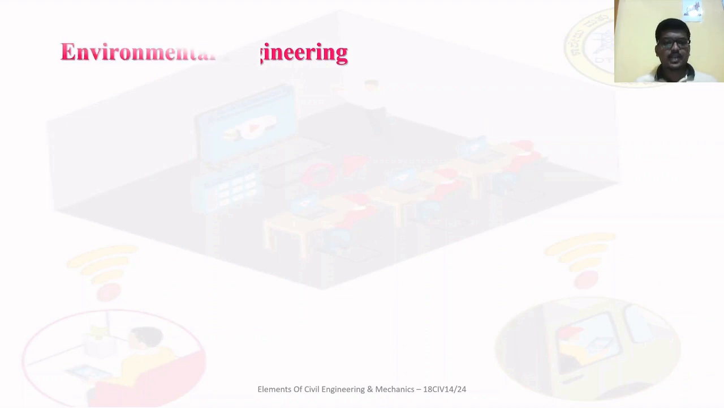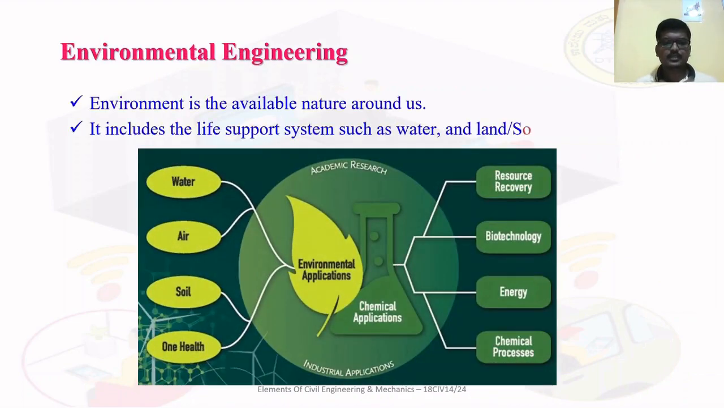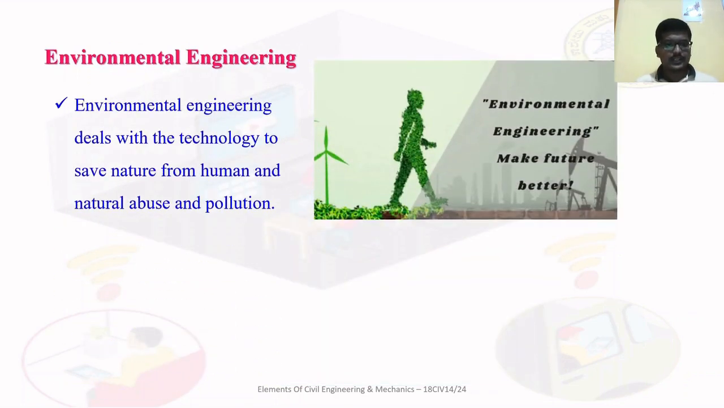So next is environmental engineering. The environment is the available nature around us. It includes the life support system such as water, land or soil. Environmental engineering deals with the technology to save nature from human and natural abuse and pollution. We have to improve the nature day by day. We should not pollute it, for a happy and healthy life.